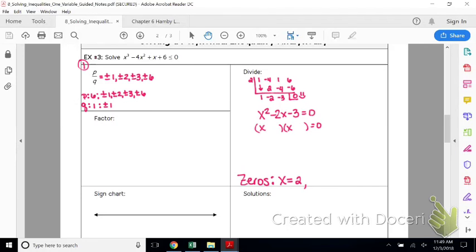So what multiplies to negative 3 and adds to negative 2? Negative 3 and positive 1. Okay, so negative 3 and positive 1. Set them each equal to 0 and solve. So we get negative 1 and we get 3.